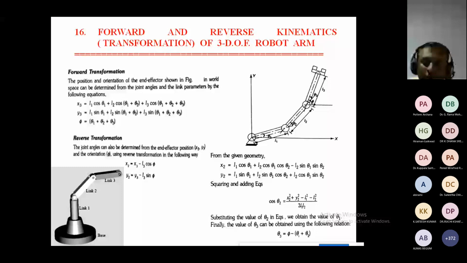Similarly, the reverse transformation means from the end effector we find out the joint angles. That is the theta 2, theta 1 and theta 3 calculation.